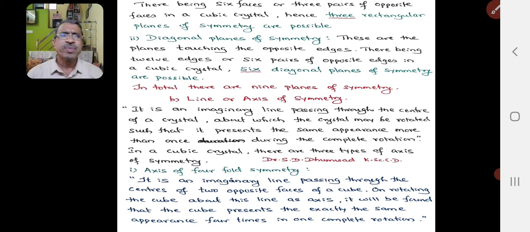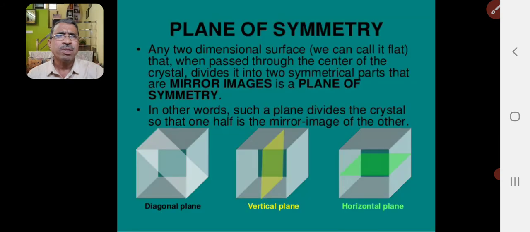Coming to the second one, the diagonal planes of symmetry. These are the planes touching the opposite edges. How many edges are there? There are 12 edges, or 6 pairs of opposite edges in a cubic crystal. Therefore, we have 6 diagonal planes of symmetry possible.